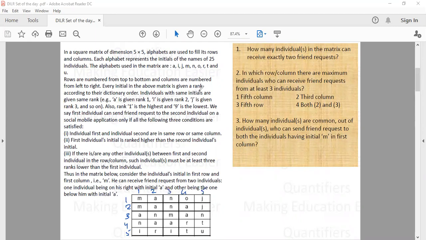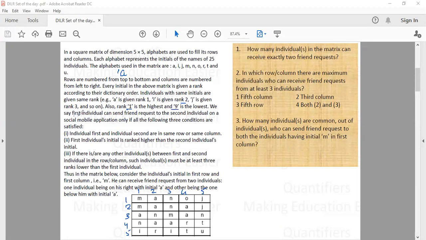Every initial in the above matrix is given a rank according to the dictionary order. So individuals with the same initials are given the same rank. If two people have the same initial, say A, both of them have the same rank 1. Further, A is given rank 1, I is given rank 2, J is given rank 3, and so on. Rank 1 is the highest, rank 9 is the lowest.